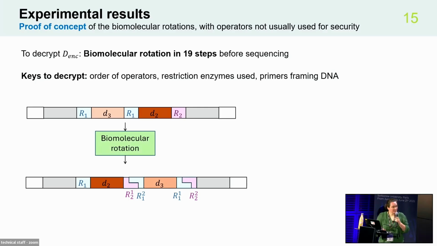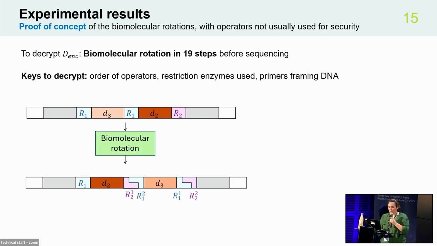So as we see here, the goal is to rotate the D3 and D2 data blocks. So this protocol diverts for the first time the use of biological operators for security purposes.